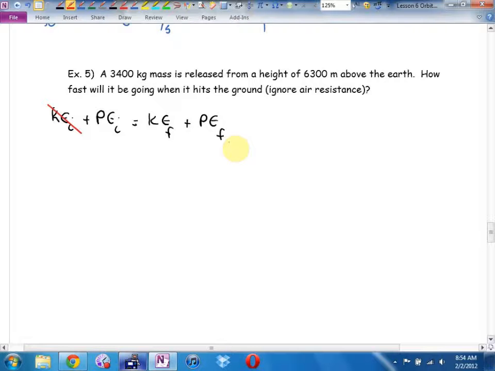In fact, Connor, it's going to look like this. Negative big G, big M, little m, all over my initial. There's my cosmic potential energy equation. Equals a half m v final squared, plus negative big G, big M, little m, all over our final.